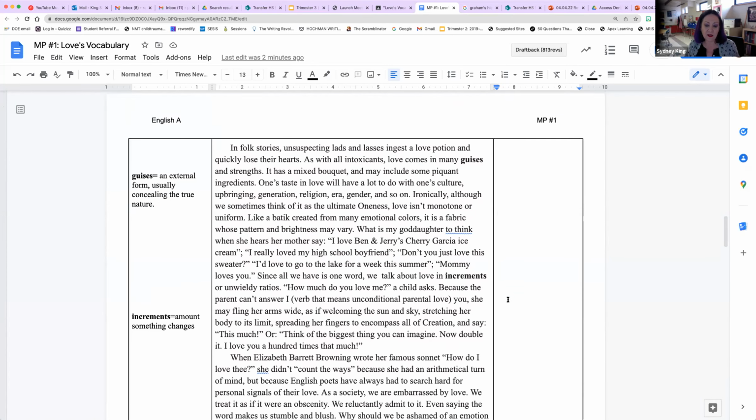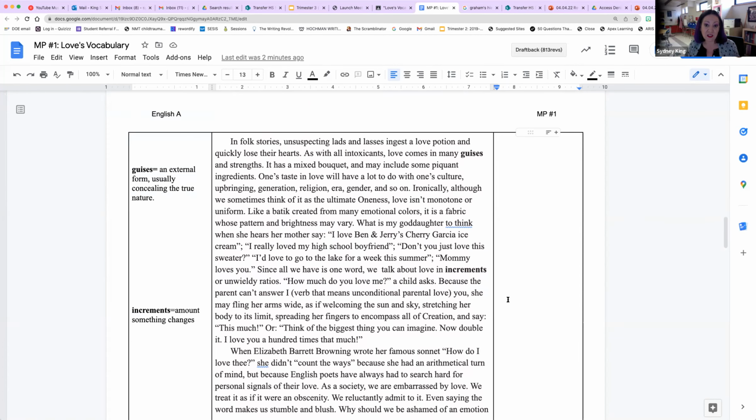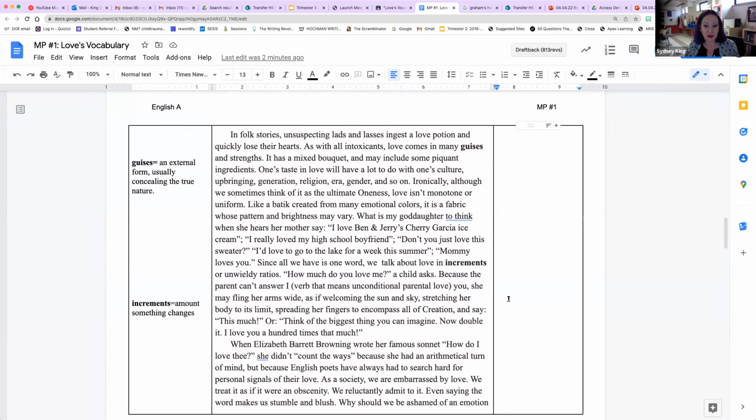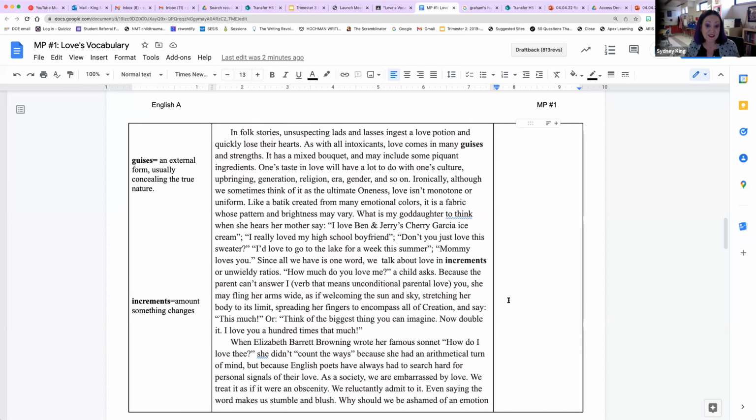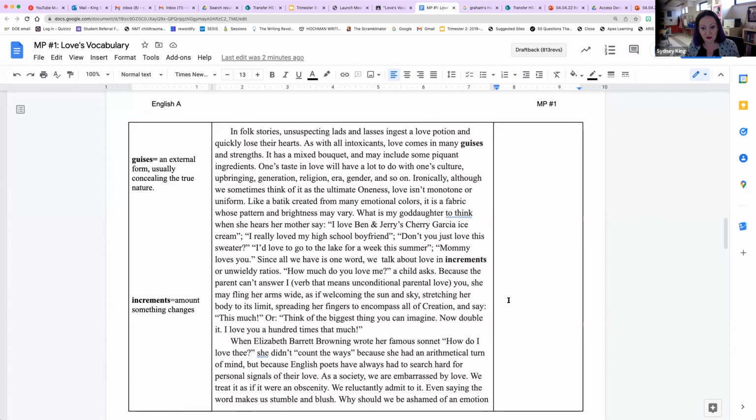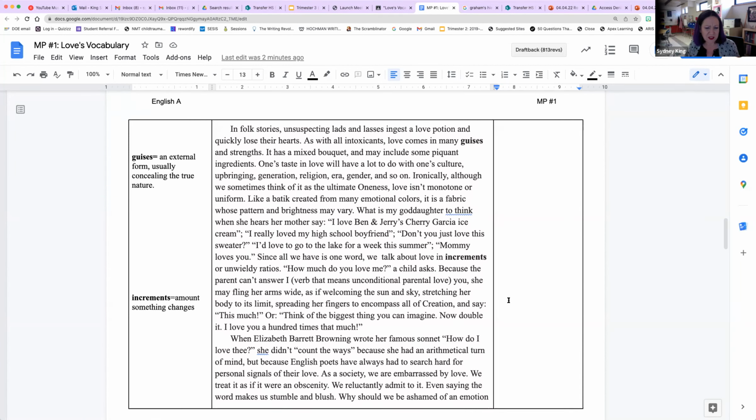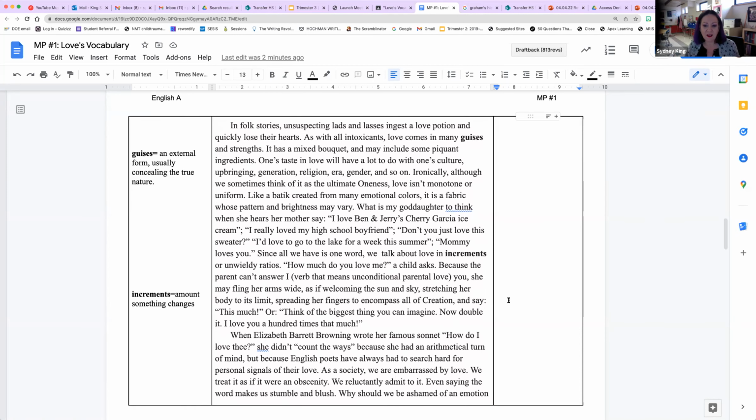In folk stories, unsuspecting lads and lasses ingest a love potion and quickly lose their hearts. As with all intoxicants, love comes in many guises and strengths. It has a mixed bouquet and may include some piquant ingredients. One's taste in love will have a lot to do with one's culture, upbringing, generation, religion, era, gender, and so on. Ironically, although we sometimes think of it as the ultimate oneness, love isn't monotone or uniform.